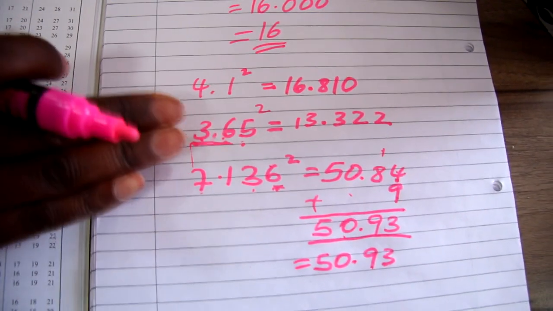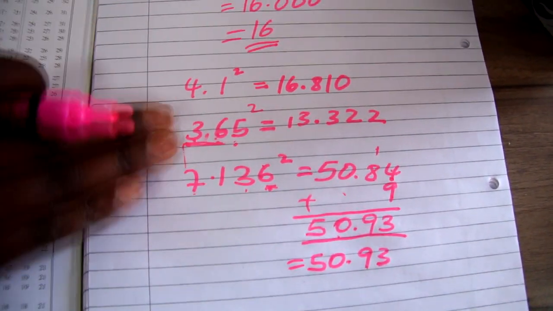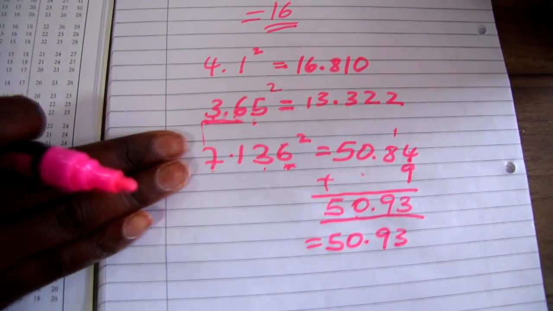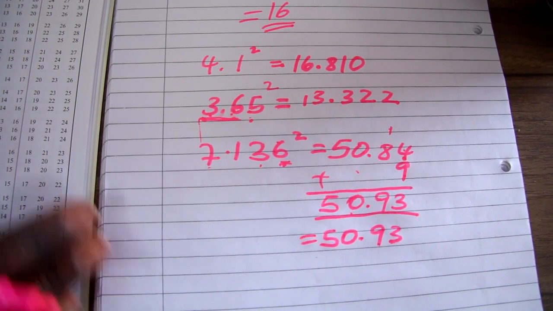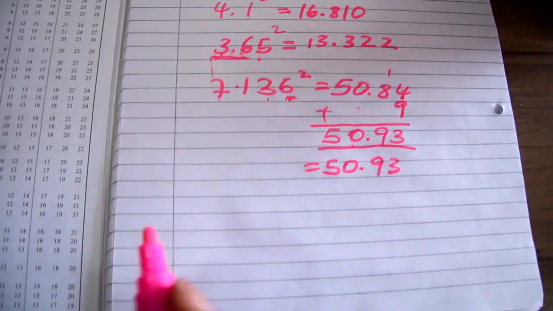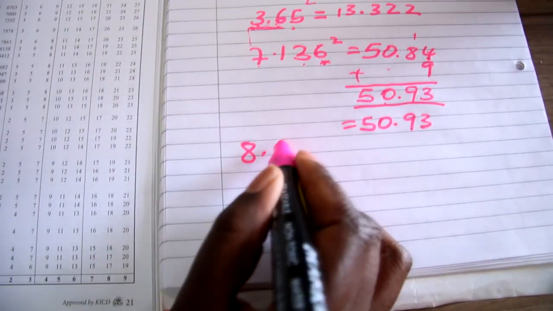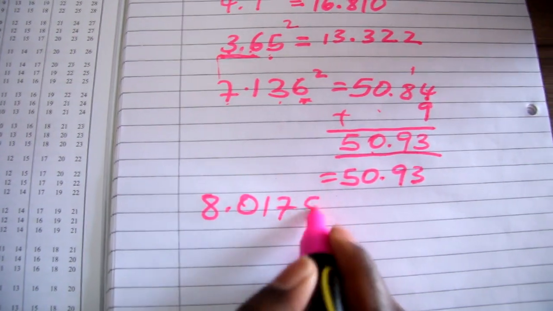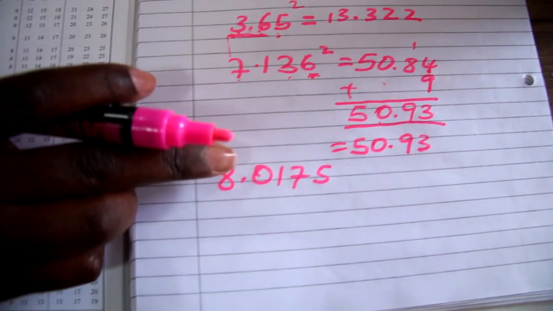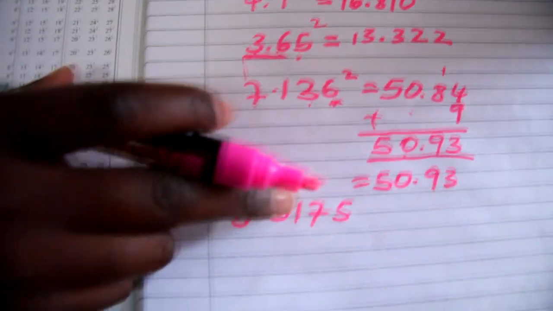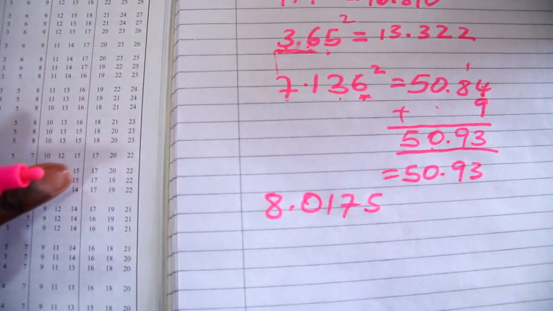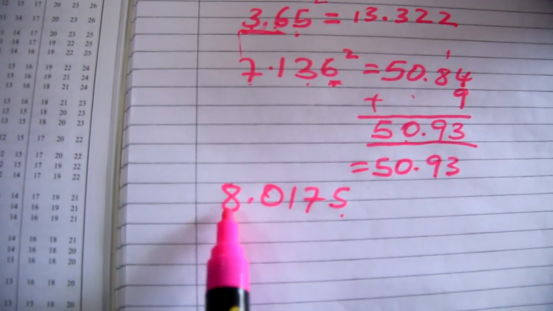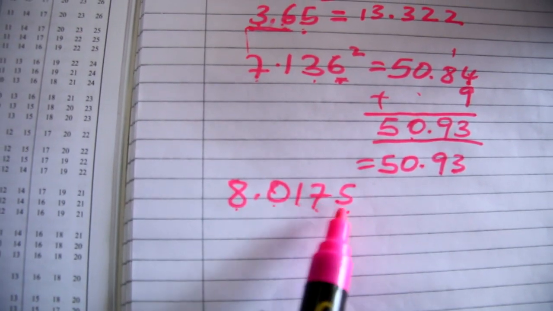So now we started with a number that did not have decimal places, proceeded to a number with 1 decimal place, then a number with 2 decimal places, and then a number with 3 decimal places. Now, what if you have a number with 4 decimal places? If you have a number like 8.0175, okay? So this is 1, 2, 3, 4 decimal places. But how many significant figures are these? 1, 2, 3, 4, 5.